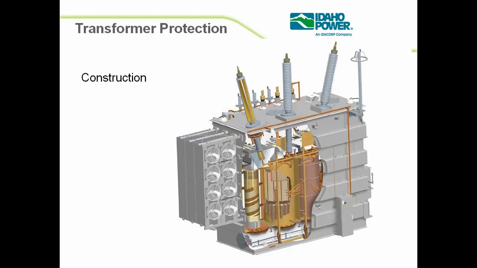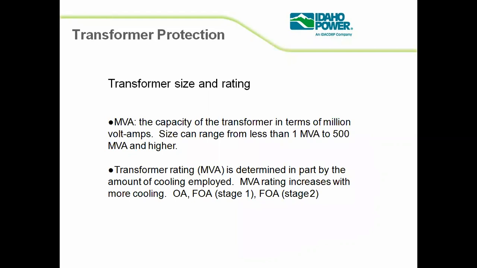Here you can see the internal side. On the top we have the bushing, and on the extreme left hand side we have fans installed. These fans are basically used to protect the transformer from overheating. When the transformer gets overheated, these fans are automatically turned on and lower the temperature of the winding of the transformer. Here the transformer size, the capacity of the transformer, is in terms of million volt amperes. Size can range from 1 MVA to 50 MVA and higher. Transformer MVA determines the type of cooling employed, and these are all the transformer ratings.